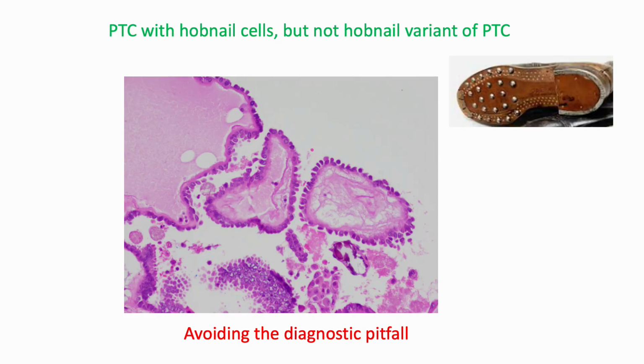Today, let's discuss papillary thyroid carcinoma, PTC, with hobnail morphology. In the image, the upper right corner shows a hobnail boot, referencing the distinctive hobnail appearance of tumor cells seen here, cells bulging out from the basement membrane. While many pathologists might label this as the hobnail variant of PTC, that would be incorrect. Let's clarify what truly defines the hobnail variant of PTC.